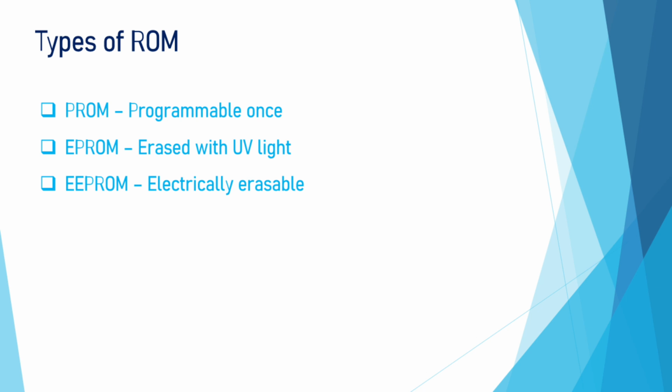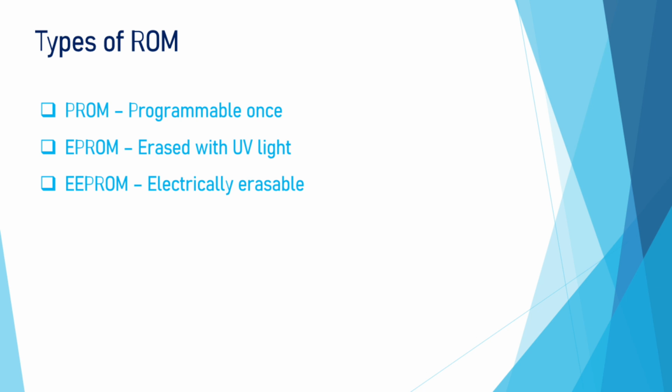Now let us see the types of ROM. ROM also has different types. PROM can be programmed only once. EPROM can be erased using ultraviolet light and programmed again. EEPROM can be erased and rewritten electrically. I will give you the expansions for these acronyms in the description. You can check them out. Modern computers mostly use EEPROM because it is more flexible and convenient.